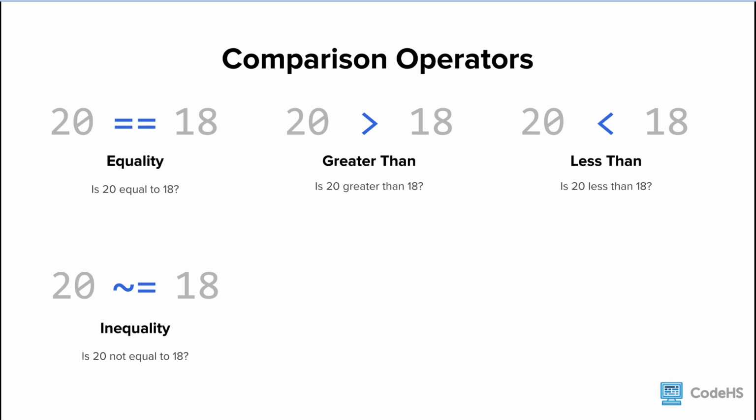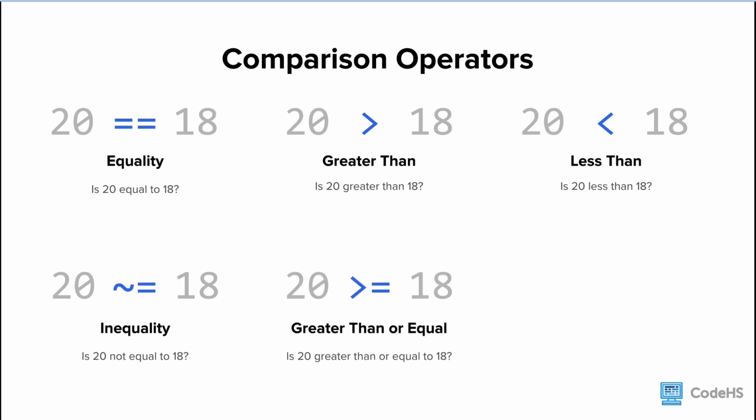This tilde symbol can be located on your keyboard right next to the number 1. To check whether a value is greater than or equal to another value, use the greater than or equal to operator, which is denoted with a greater than sign as well as an equal sign. To check whether a value is less than or equal to another value, do the same thing except use the less than operator and an equal sign.